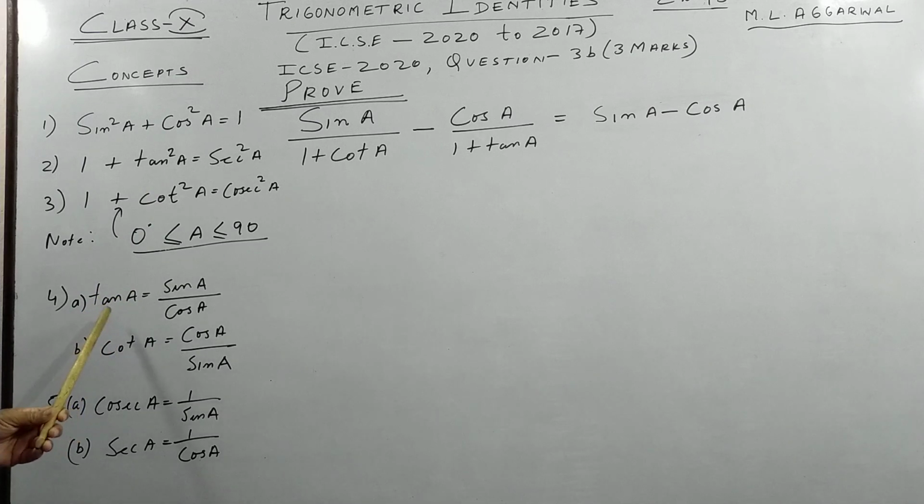Next we have tan. This is called the quotient relation. Tan is sine by cos and cot is cos by sine. And there are many relations which we call reciprocal relations. Cosec is 1 by sine, sec is 1 by cos. See, cosec starts with C, its reciprocal starts with S. Sec starts with S, its reciprocal starts with C. And we have another thing also, tan and cot are reciprocal, and this is sine and cosec, and cos and sec.